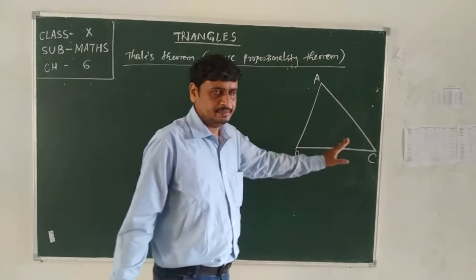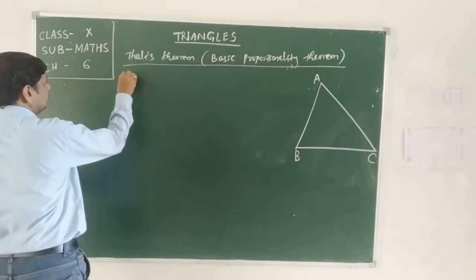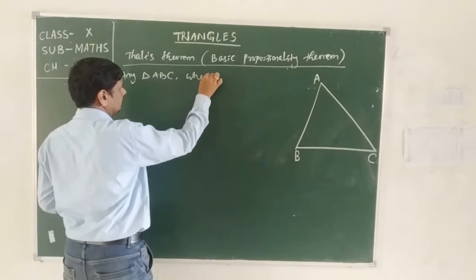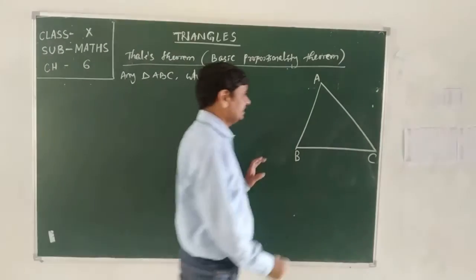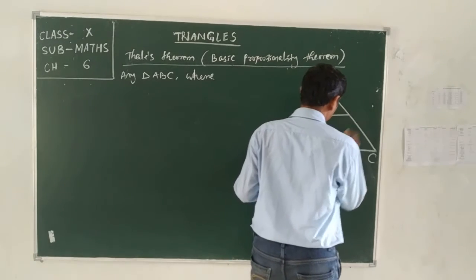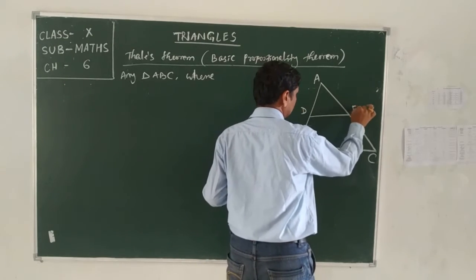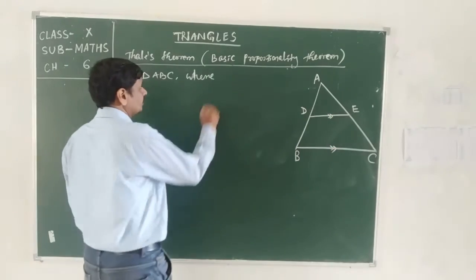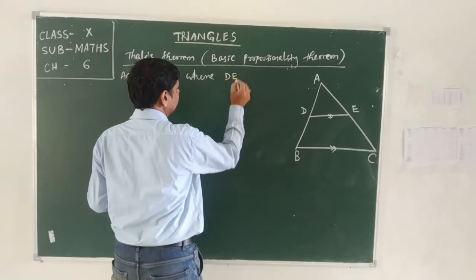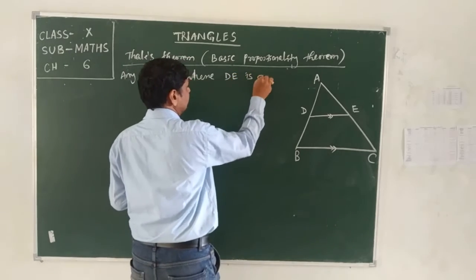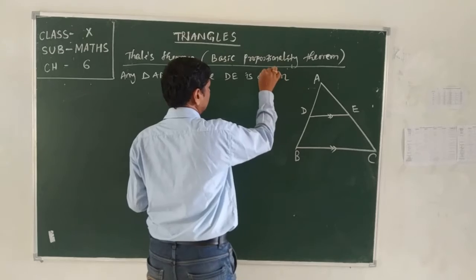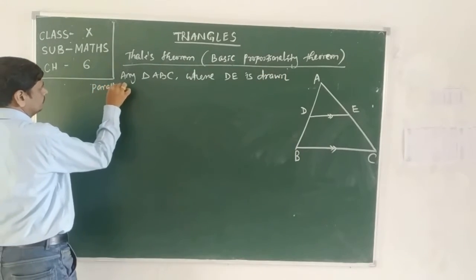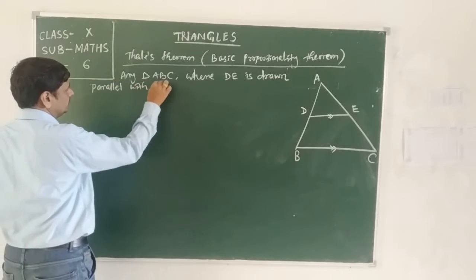Here, in any triangle ABC, a line DE is drawn parallel with BC.